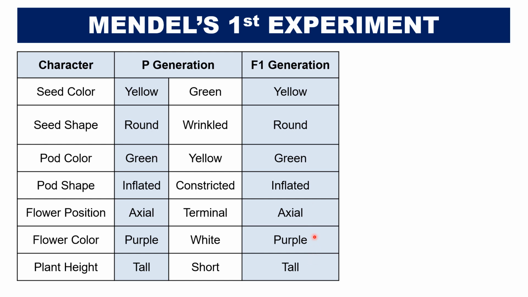For the parent generation, he crossed homozygous yellow and homozygous green seed color. This represents the segregation of alleles where they randomly combine with one of the other parent's alleles to predict the possible alleles of the offspring.